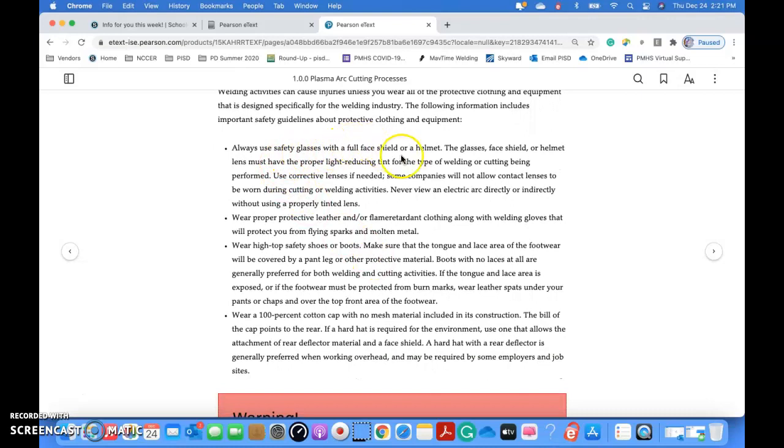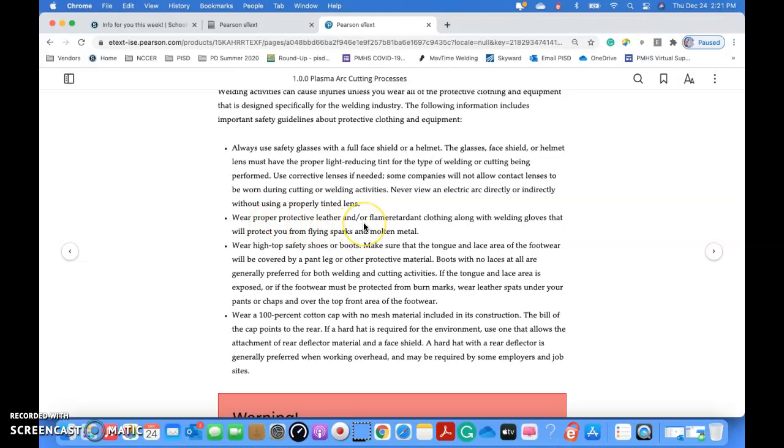Always wear safety glasses with a full face shield or helmet. The glasses, face shield, and helmet lens must have the proper light tint. Use corrective lenses if needed. Some companies will not allow contact lenses to be worn during cutting and welding. Never view an electric arc directly or indirectly without using a proper tinted lens.